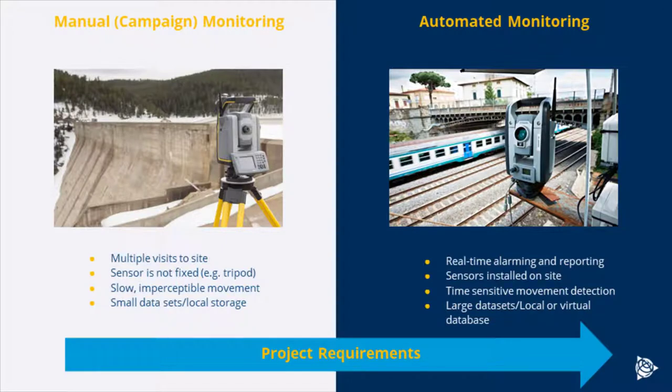There's campaign-based monitoring, which typically involves multiple visits to site, the sensor not being fixed on site, so therefore using a tripod. And we're typically looking for slow, imperceptible movement that's not high risk, and we're typically gathering low volume data sets.